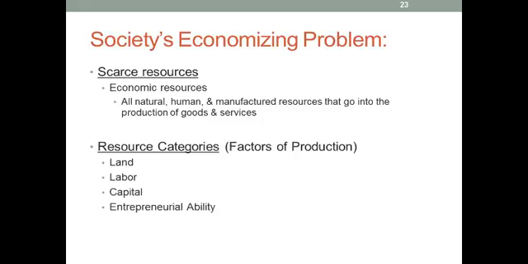And there are 4 resource categories. We call them factors of production. I mentioned this also in the previous lesson. Land, labor, capital, and entrepreneurial ability. And we're going to talk about all 4 of those things. All 4 are essential for an economic system to function properly.